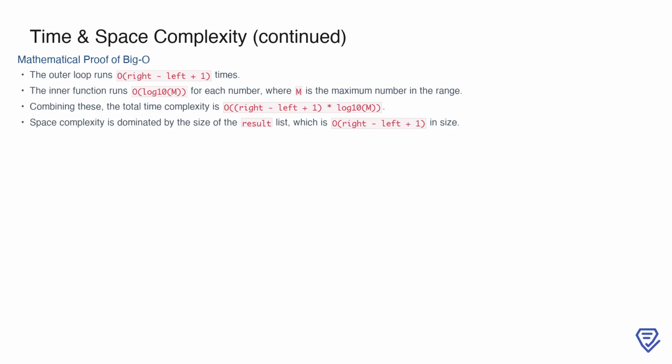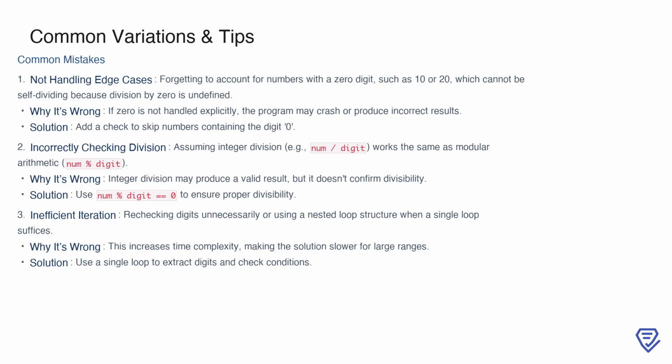This completes the analysis of the time and space complexity for this solution. When solving the self-dividing numbers problem, there are a few common mistakes to watch out for. First, forgetting to handle edge cases can be a major issue. Numbers containing the digit 0, like 10 or 20, cannot be self-dividing because division by 0 is undefined. If you don't explicitly check for 0, your program might crash or produce incorrect results. To avoid this, you should add a condition to skip any number that contains the digit 0.